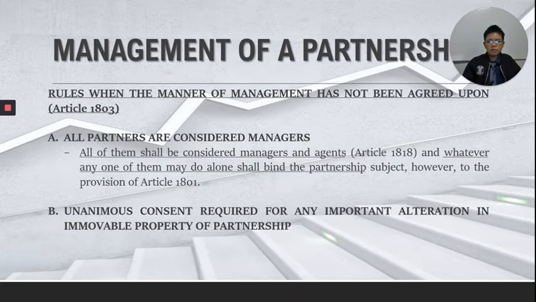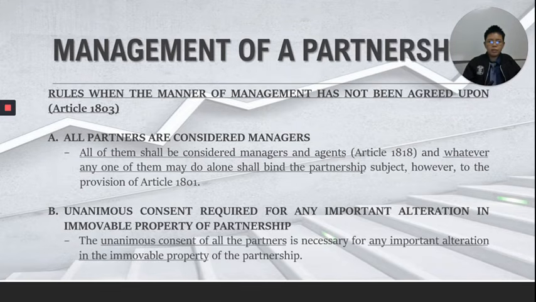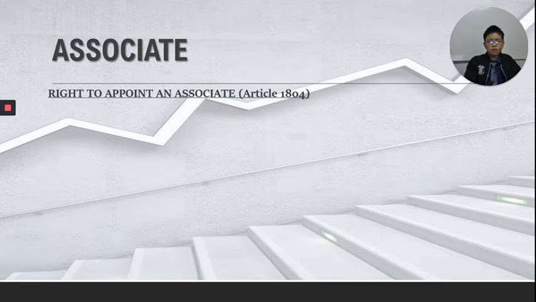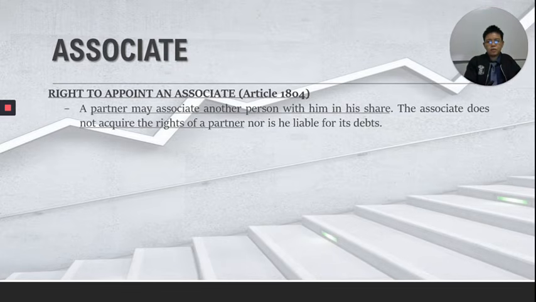However, class, in number 2, in case there is an important alteration in an immovable property of the partnership, again, unanimous consent or the consent of all of the partners are required. Yan. What else? Right to appoint an associate. So, right and duty, actually, in 1804. So, an associate, also known as a sub-partner. So, isa kang partner, pwede kang mag-appoint or mag-associate ng another person, third person in your share. So, yung share mo will be received by this associate.